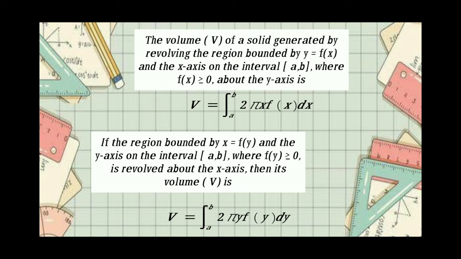then the formula is volume equals the integral from a to b of 2 times pi times x times f of x dx. When the region bounded by x equals f of y and the y-axis on the interval a to b, where f of y is greater than or equal to 0, is revolved about the x-axis, then its volume equals the integral from a to b of 2 times pi times y times f of y dy.